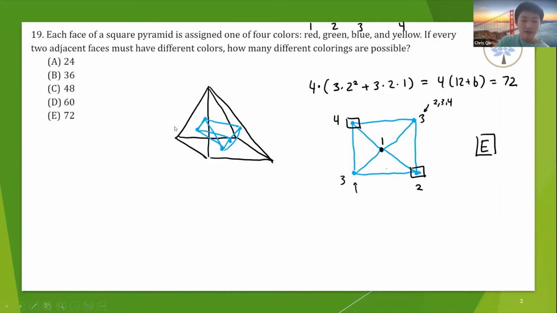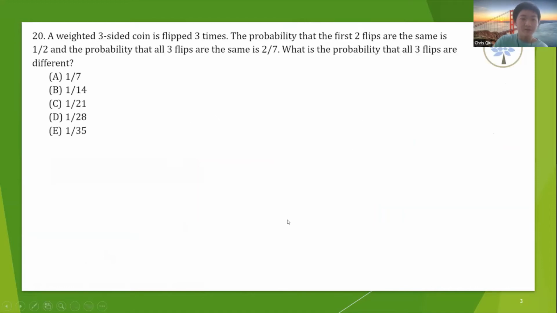All right, I'll stop for some questions. And if there are no questions, we can move on to the next problem. All right, so I haven't been getting any questions, so let's move on to problem 20.